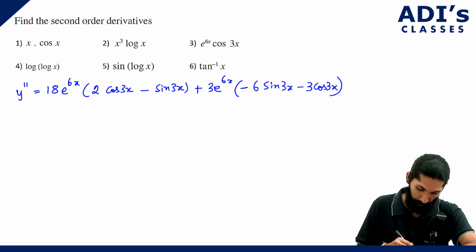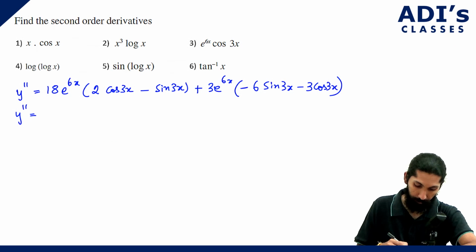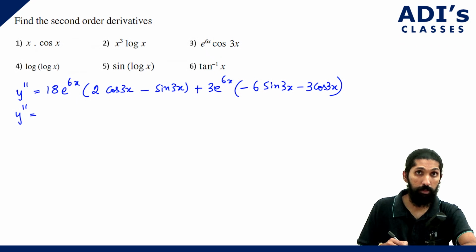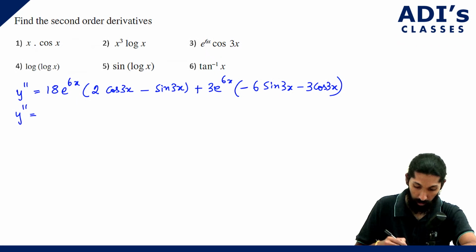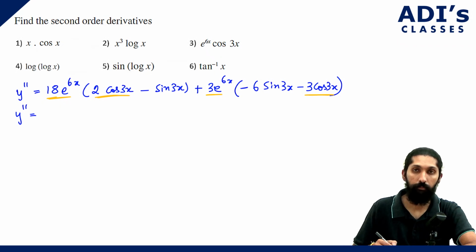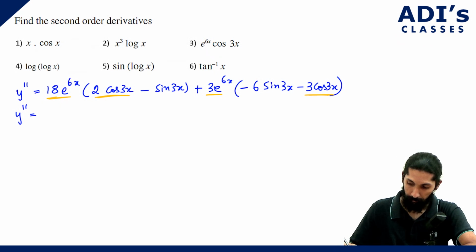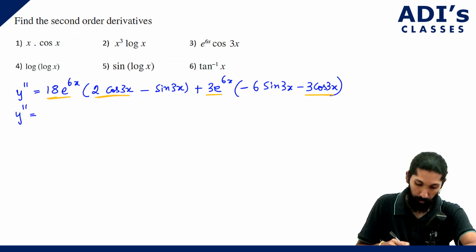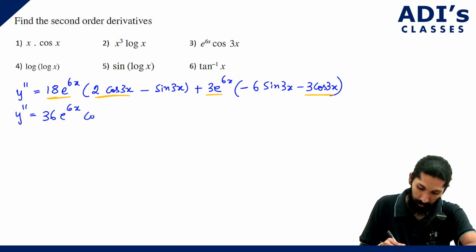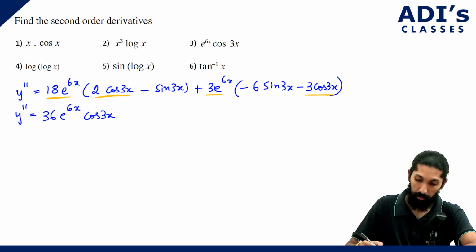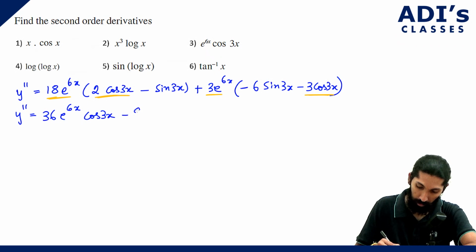So, let's do this one now. What do you have? Y double dash is equal to. Now, if you multiply the first two terms, so when I say the first two terms, we'll multiply this and this first and this one, so that you know the cos 3x part, we are going to take it together. Alright. So here 18 into 2, 36 e power 6x into cos 3x. Then here minus 9 e to the power of 6x into cos 3x.